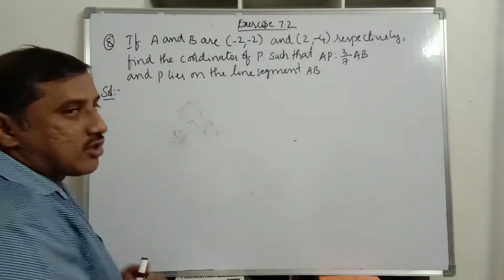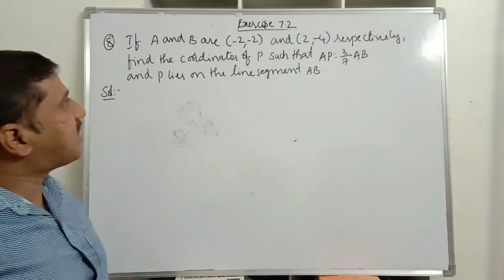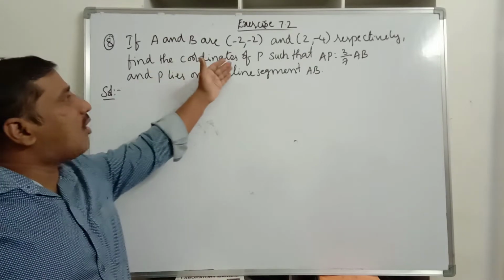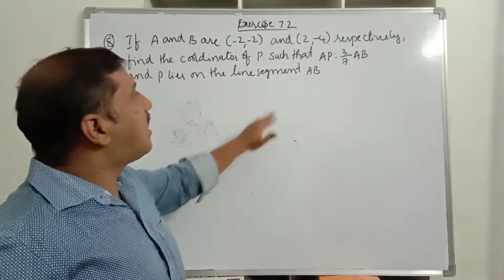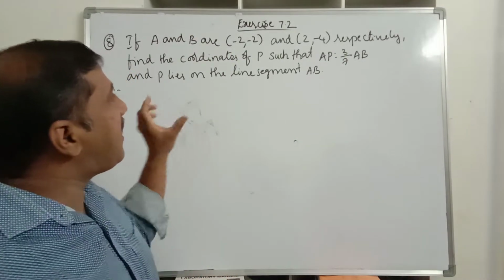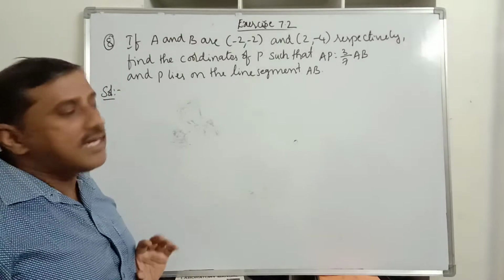Now we will discuss question number 8. If A and B are (-2, -2) and (2, -4) respectively, find the coordinates of P such that AP = 3/7 AB. AB is the line segment and P lies on the line segment AB.